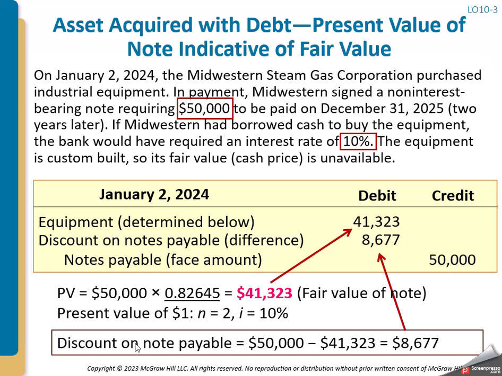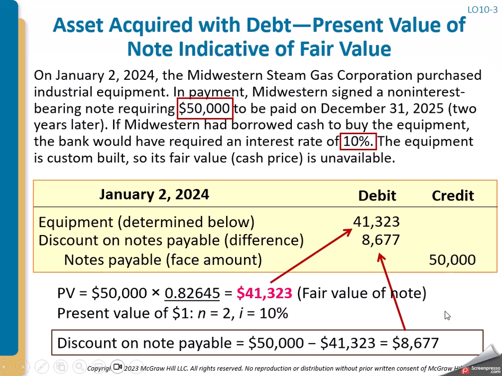This video is going to pick up where the first video left off. So we were talking about if we issued a note that was going to get paid in 2 years and the amount getting paid was $50,000. If we didn't know the value of the equipment, we could calculate the present value of that $50,000 using our required rate of return, that 10%. And then that's how we would value the equipment.